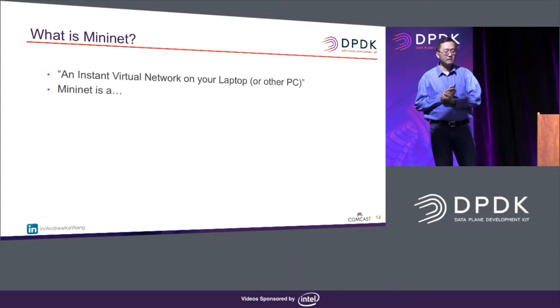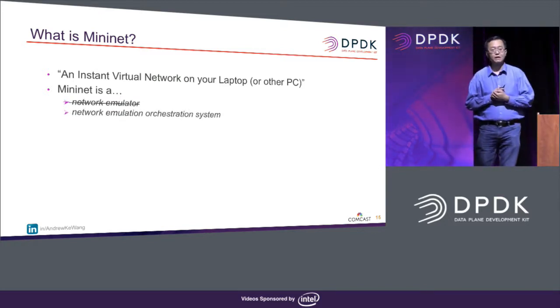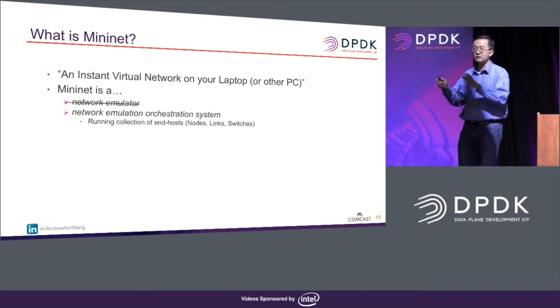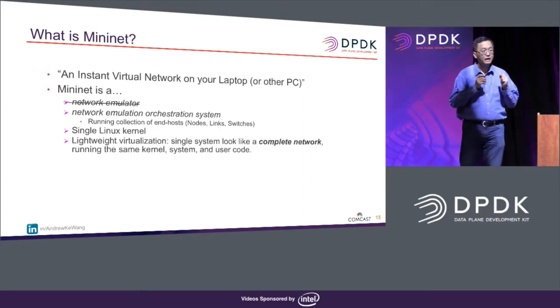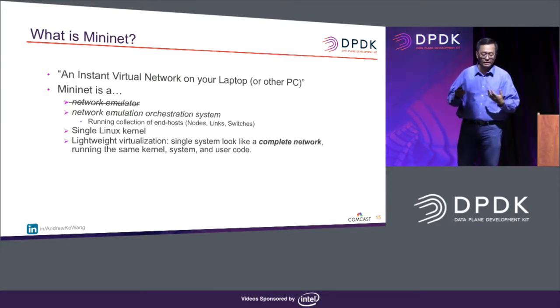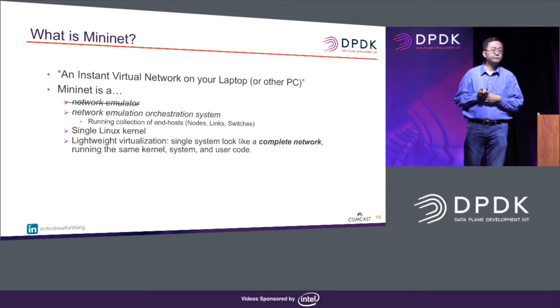So is Mininet a network emulator? Not quite. A more accurate definition would be, Mininet is a network emulation orchestration system. You can run a collection of hosts, nodes, links, and switches all on a single Linux kernel. Then it uses lightweight virtualization so that this single system, our laptop, will look like a complete network running the same kernel, system, and user code.